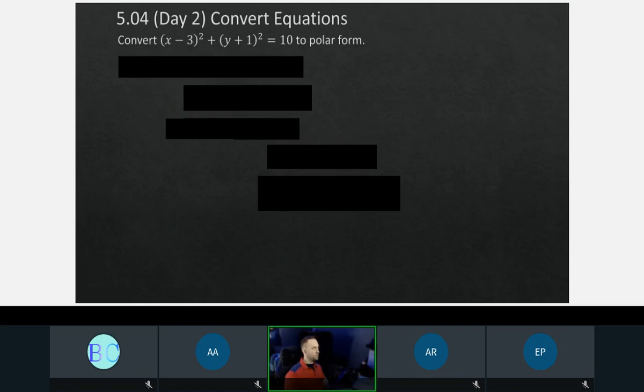All right, convert equations. We want to convert this one into polar form. What do we have to do to convert to polar? Now, this is 5.04, it was probably about a month ago. We started Unit 5 on March 25th. So it was about a month ago we did this. It is a circle. Yep. How do we convert? How do we convert?